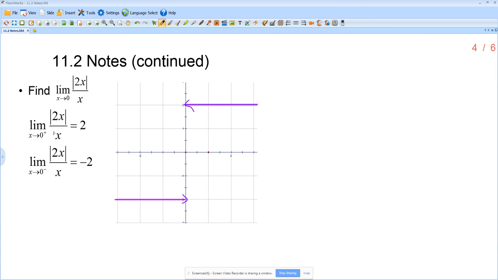So I have the limit as x approaches 0 from the right being 2, and the limit as x approaches 0 from the left being negative 2. So overall, the limit as x goes to 0 does not exist, because the limit from the left must be equal to the limit from the right. And I got 2 and negative 2. So overall, my limit does not exist.